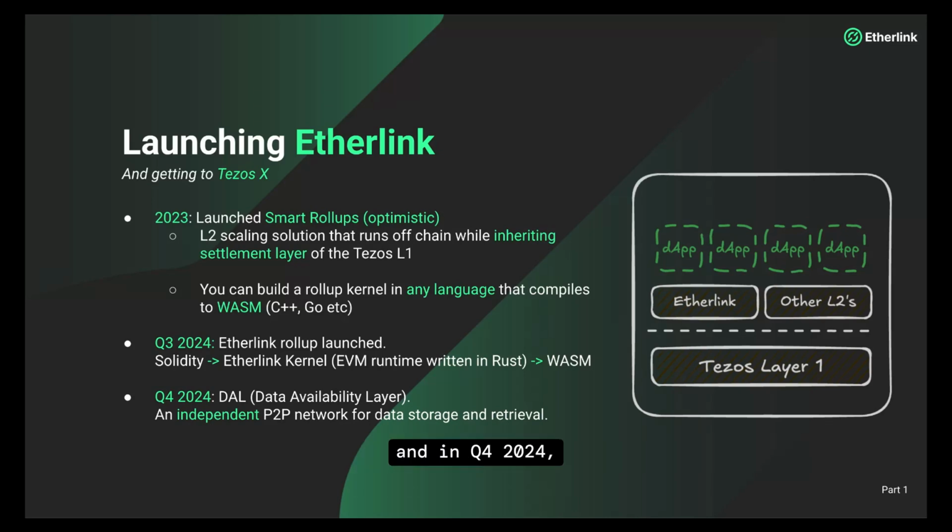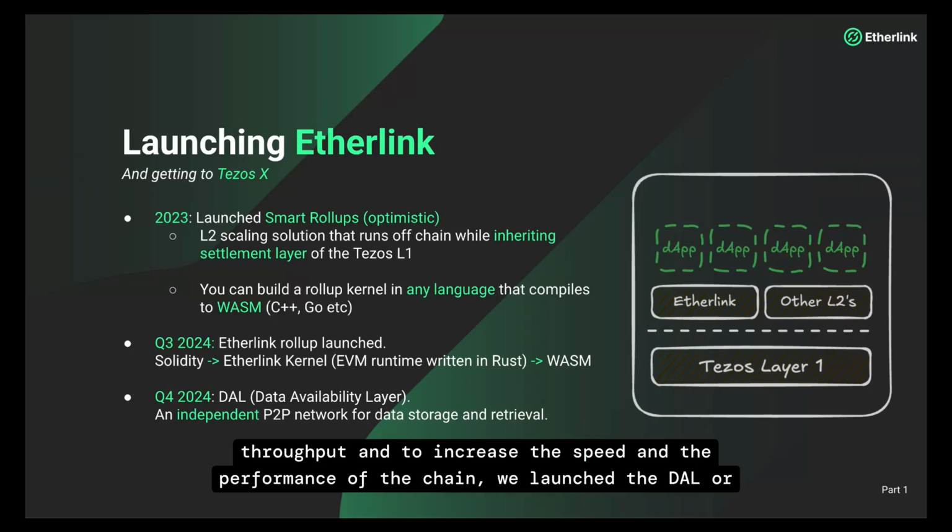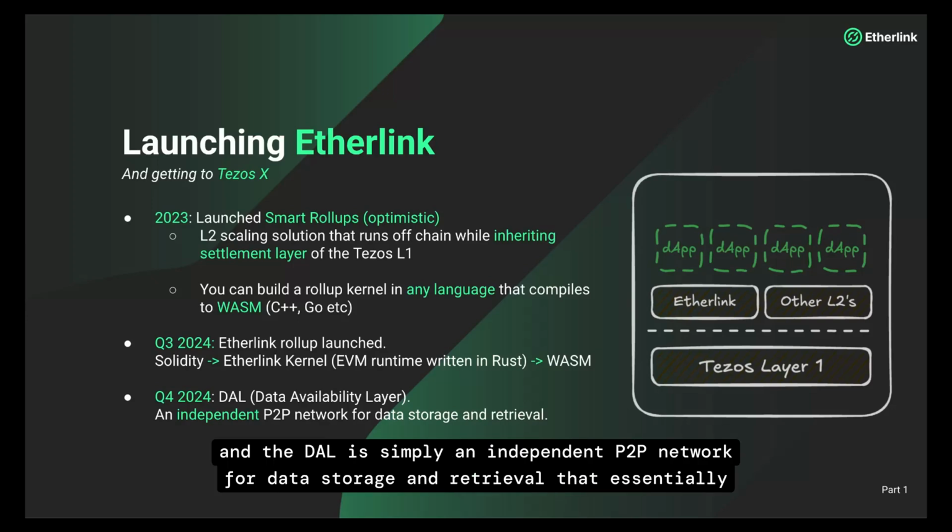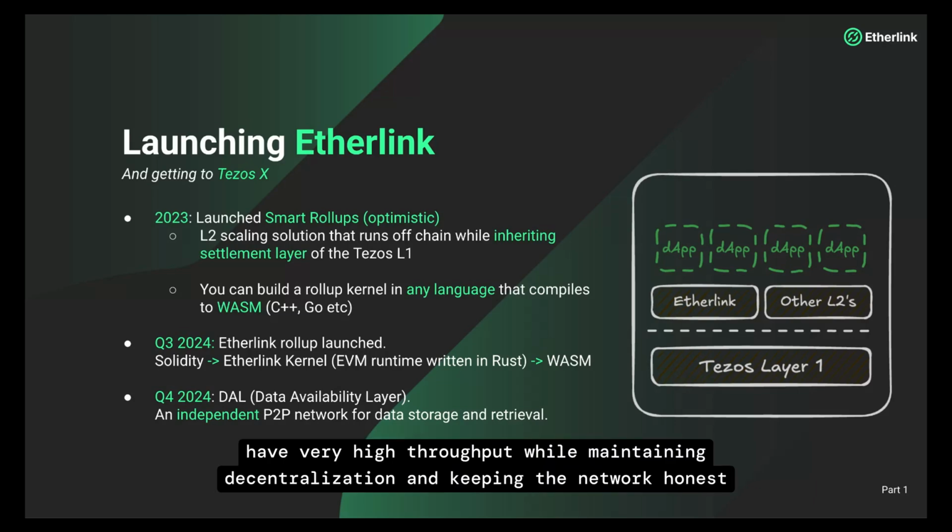And in Q4 2024, to further increase throughput and to increase the speed and the performance of the chain, we launched the DAL, or the Data Availability Layer. And the DAL is simply an independent P2P network for data storage and retrieval that essentially allows us to have very high throughput while maintaining decentralization and keeping the network honest and secure.